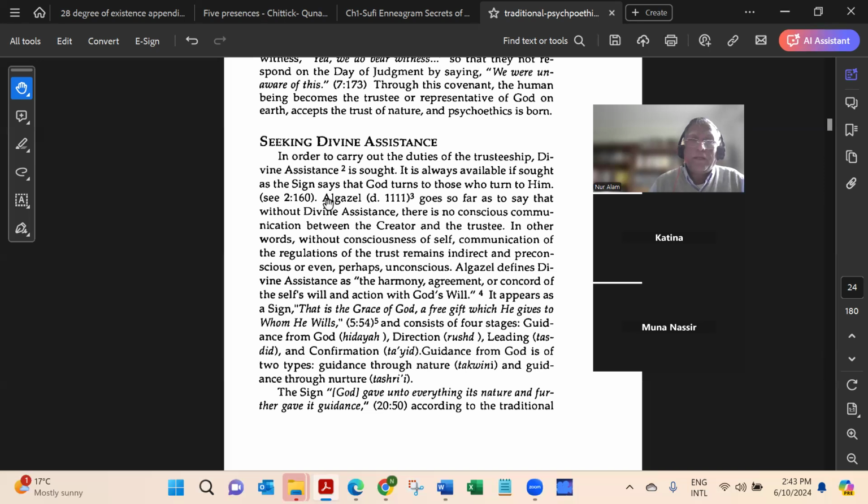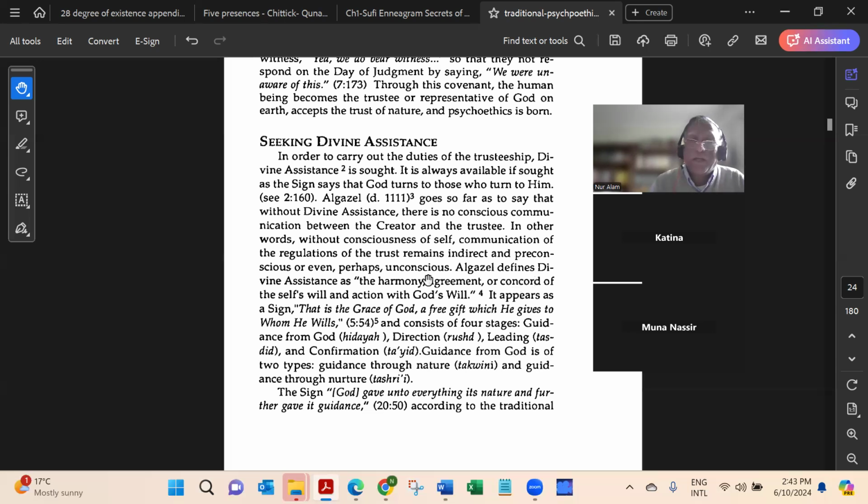And Al-Ghazali goes so far as to say that without divine assistance, there is no conscious communication between the creator and the trustee. In other words, without consciousness of self, communications of the regulations of the trust remain indirect and preconscious, or even perhaps unconscious.